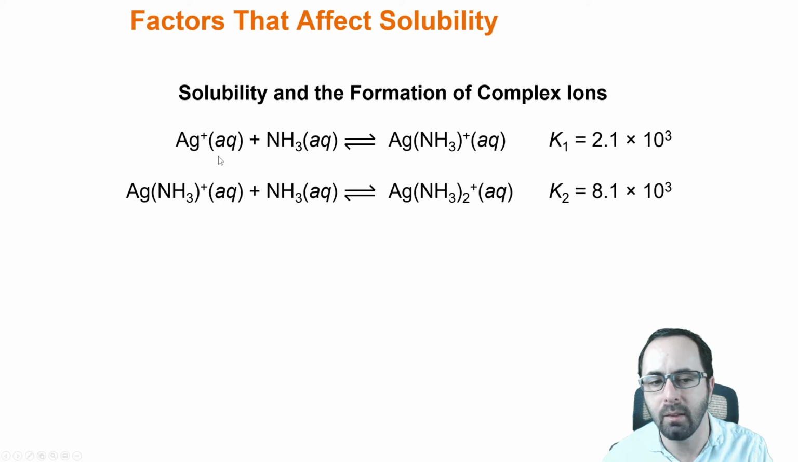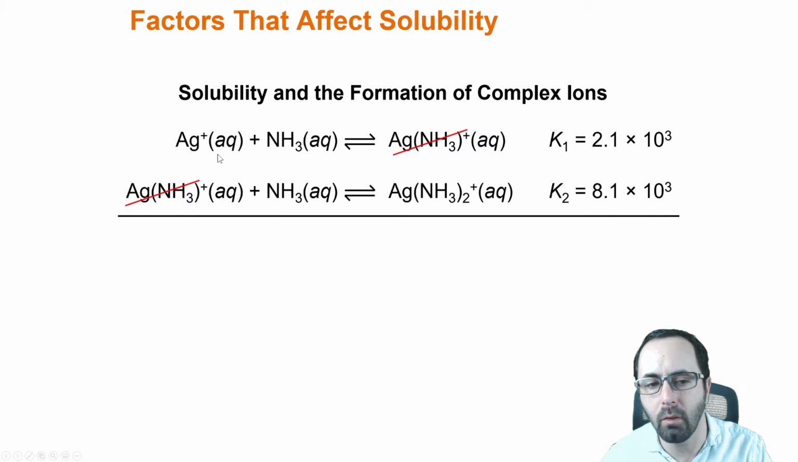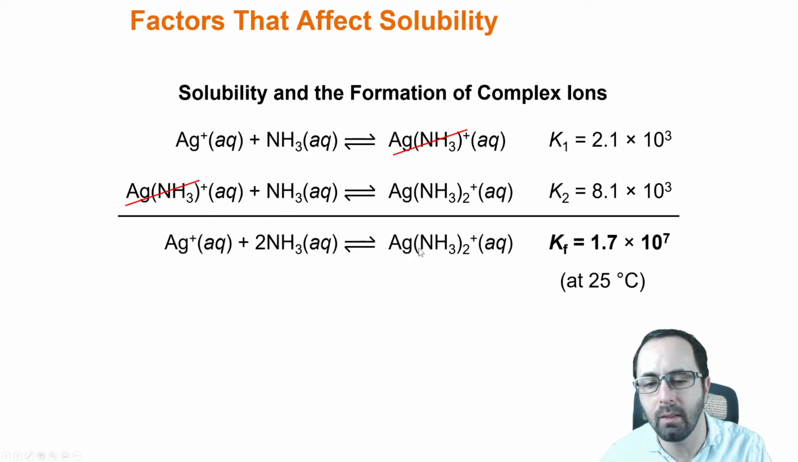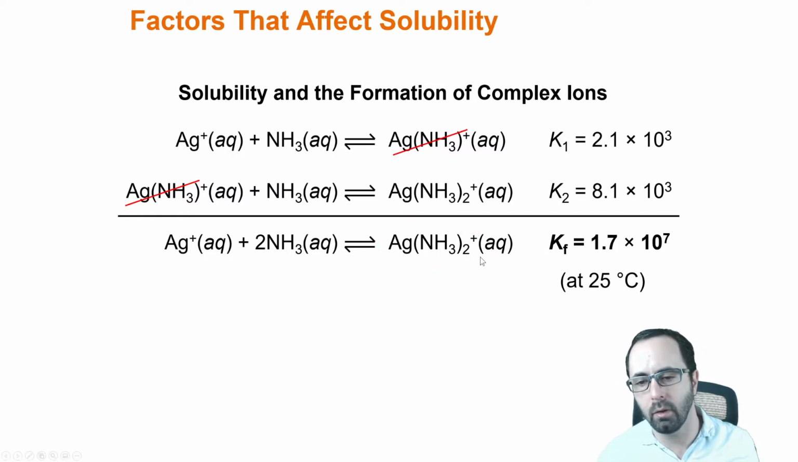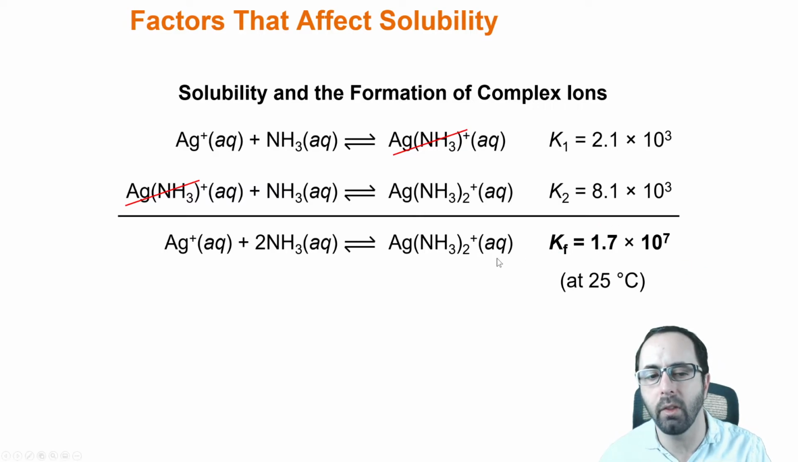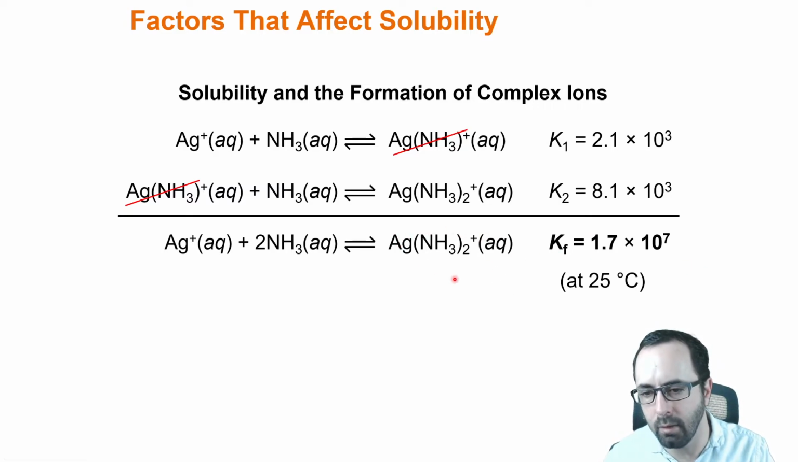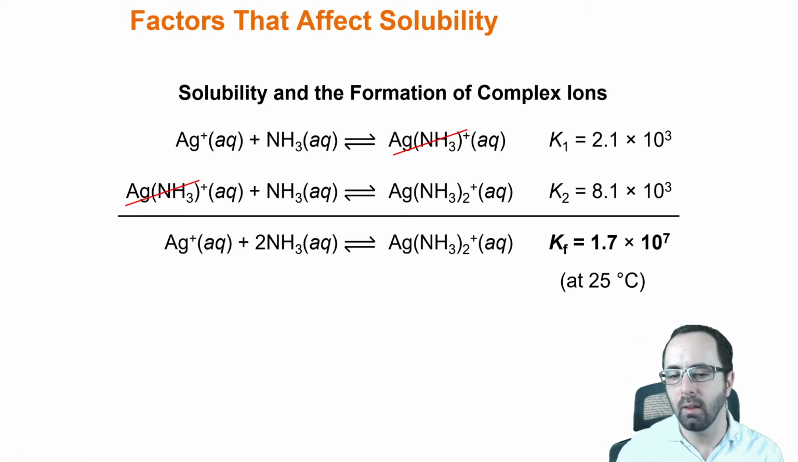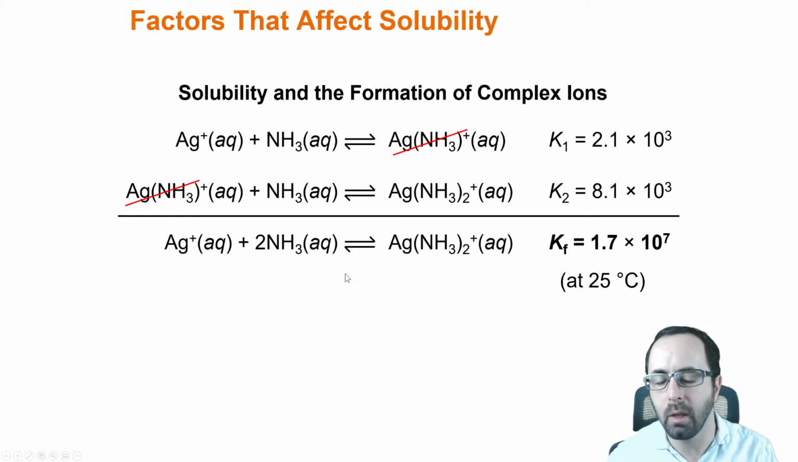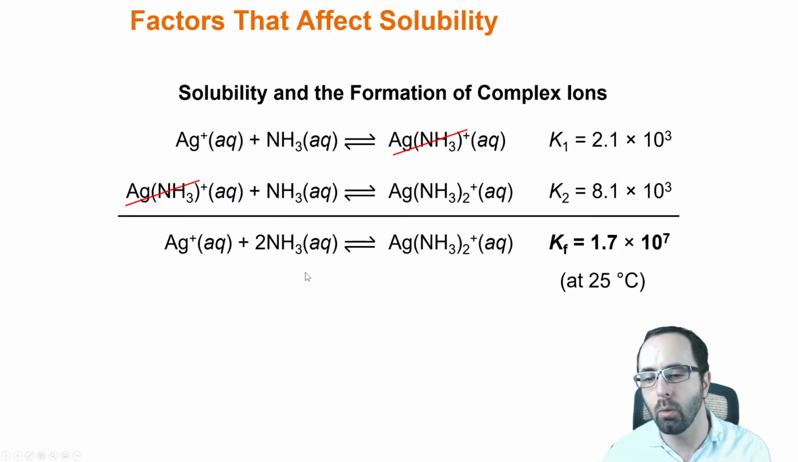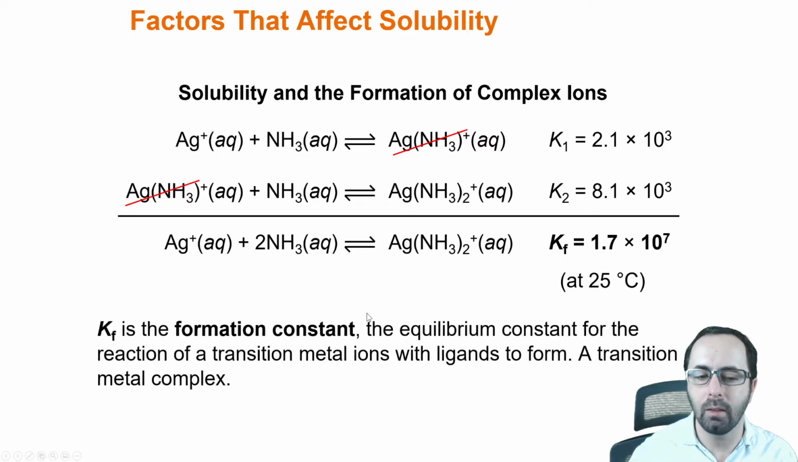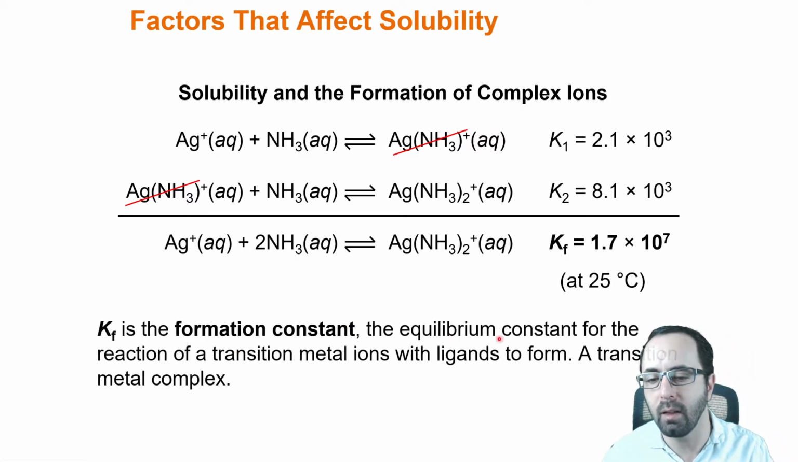Overall, what's happening is the silver is actually picking up one ligand, but then it's going on to pick up a second. So the overall equation is that one silver ion gets two amine ligands, and it makes the diamine silver ion. This K is called the KF for diamine silver ion. It's the formation of the diamine silver complex ion from its respective transition metal cation and ligands. And one thing about KF I'll say is, this is the definition here. It's the formation constant, the equilibrium constant for the reaction of transition ions with ligands to form transition metal complex.